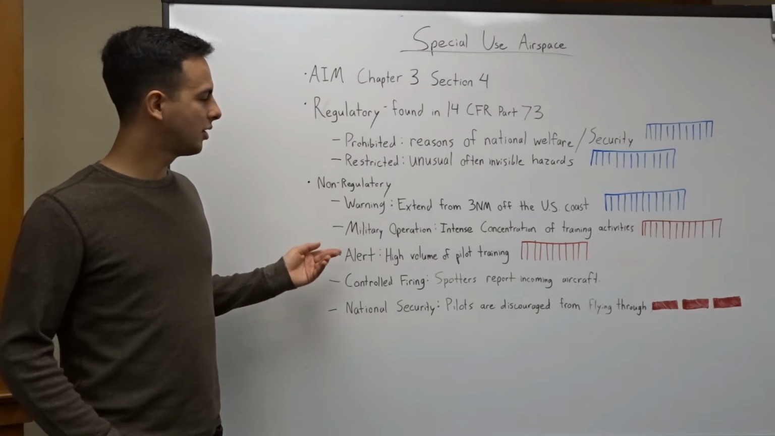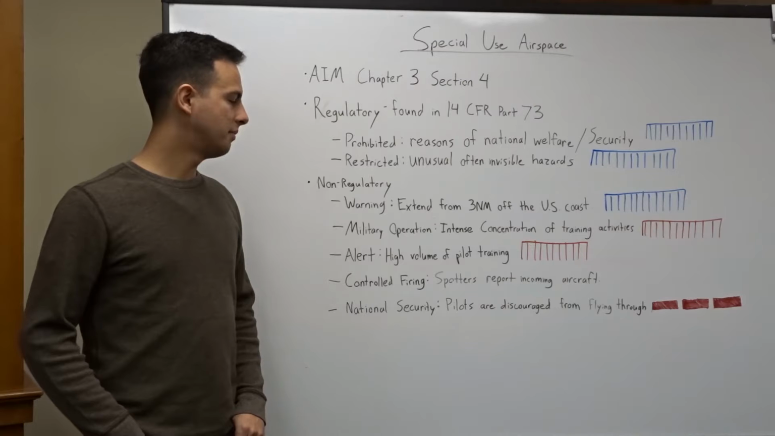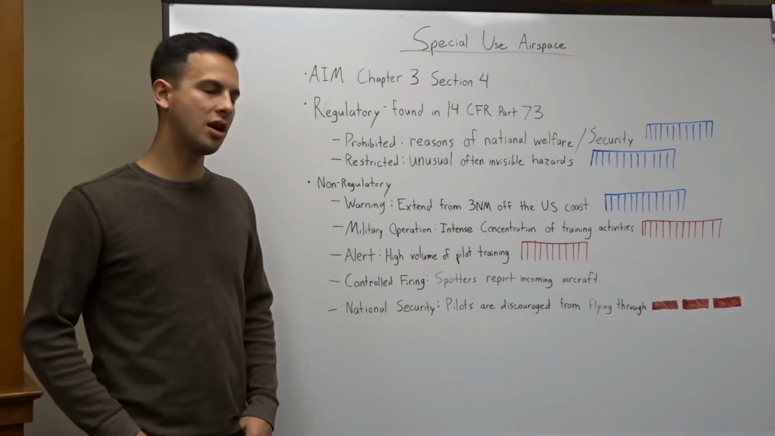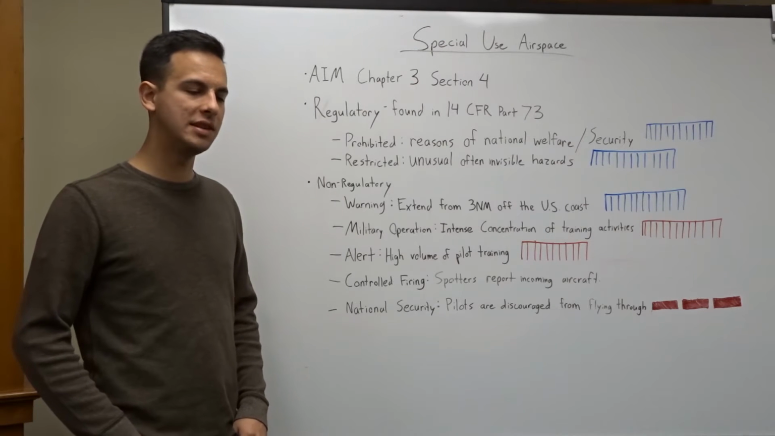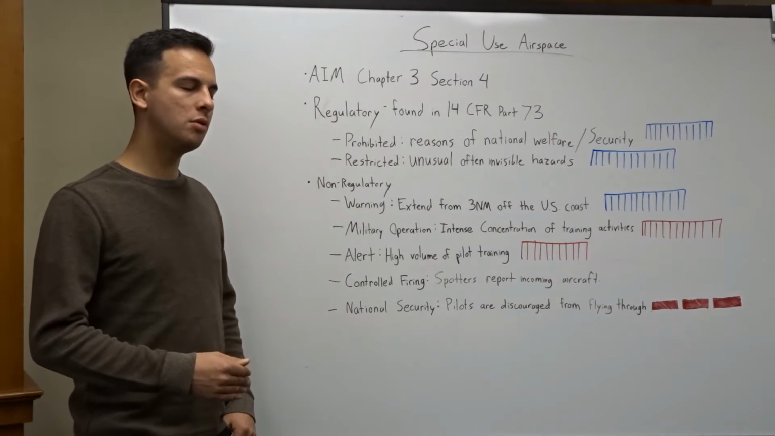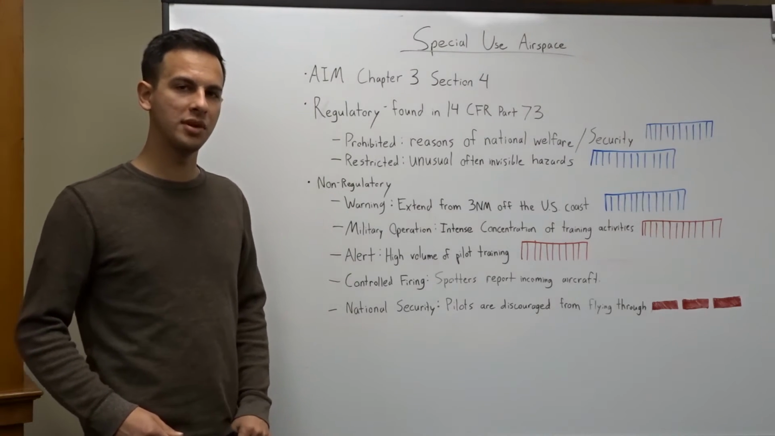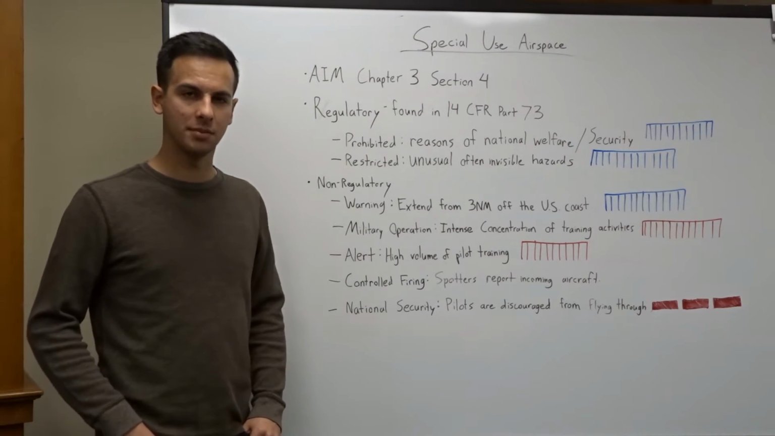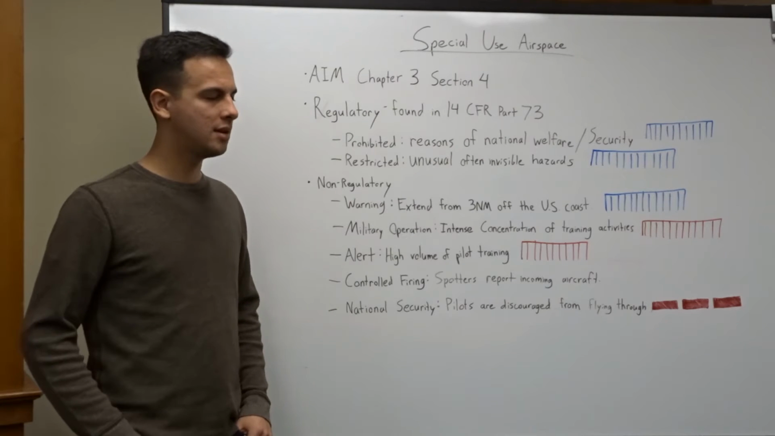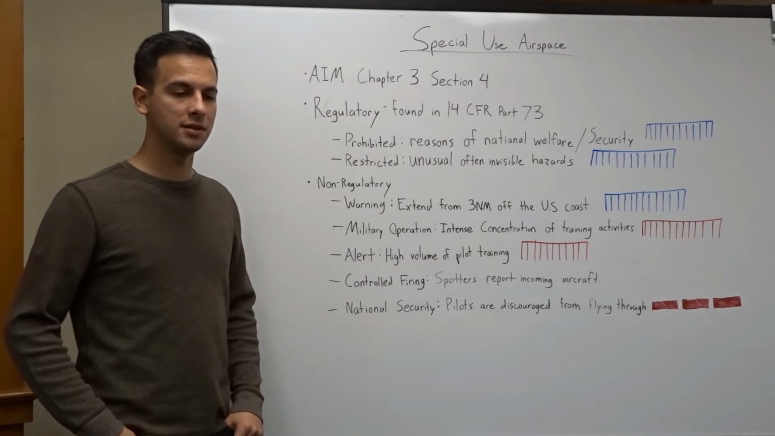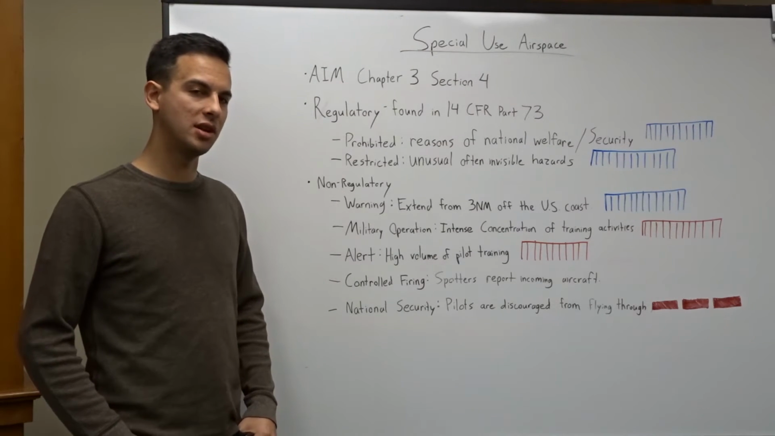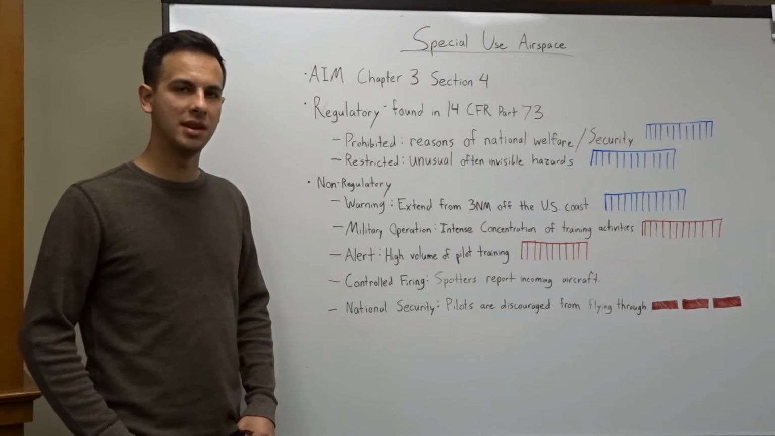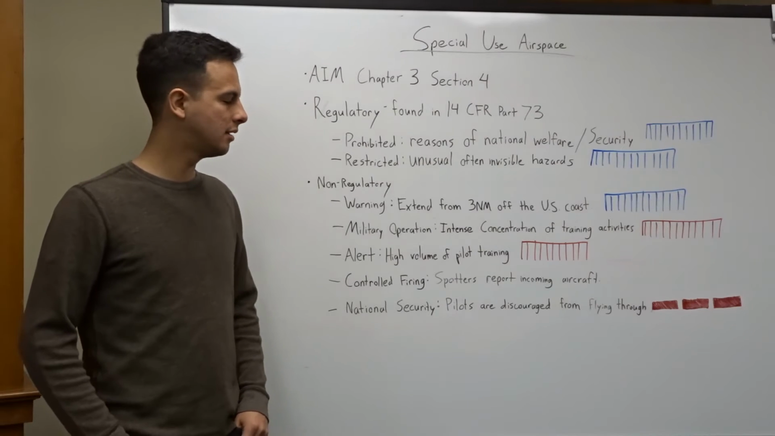Moving on, we have military operation areas. They can be active or non-active. They're areas of intense concentration of military training activities. There are no limitations on VFR flight through an active military operation area. However, you are supposed to maintain visual separation from all other traffic. And for IFR flight, if it's an active military operation area, they're typically routed around it, unless separation can be guaranteed by the controlling agency.